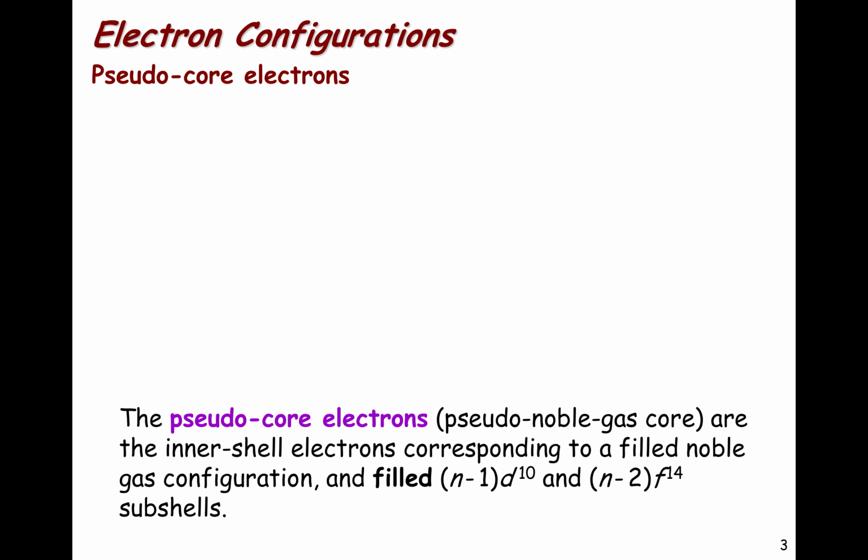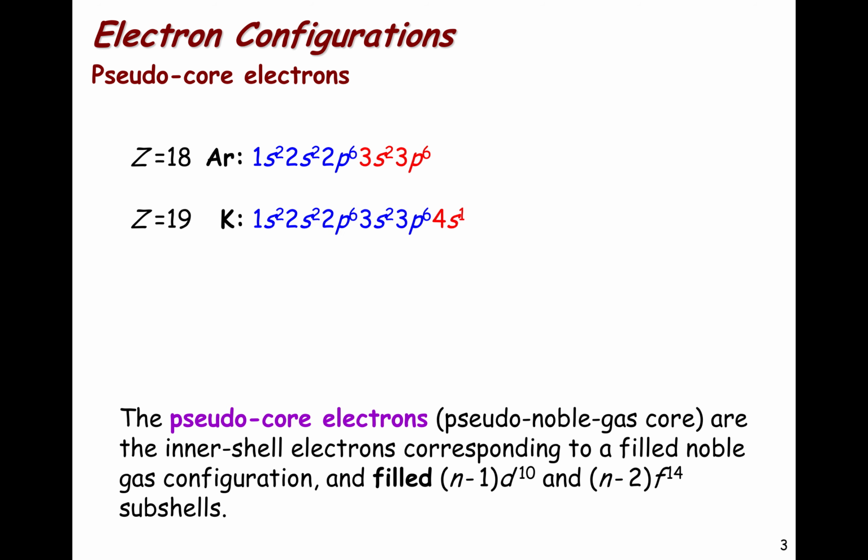For this slide, we will describe the shorthand approaches for dealing with electron configurations and the so-called pseudo-core electrons. The electron configuration for argon is shown here. In blue, you will see the inner shells that are completely filled, the first and second shell. The third shell is considered the valence shell for argon, and that's shown in red. The total number of electrons for argon is 18 electrons.